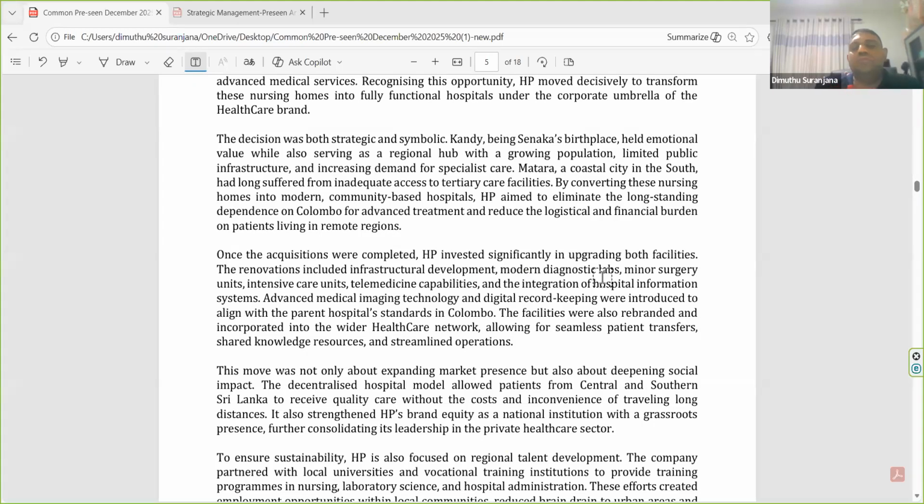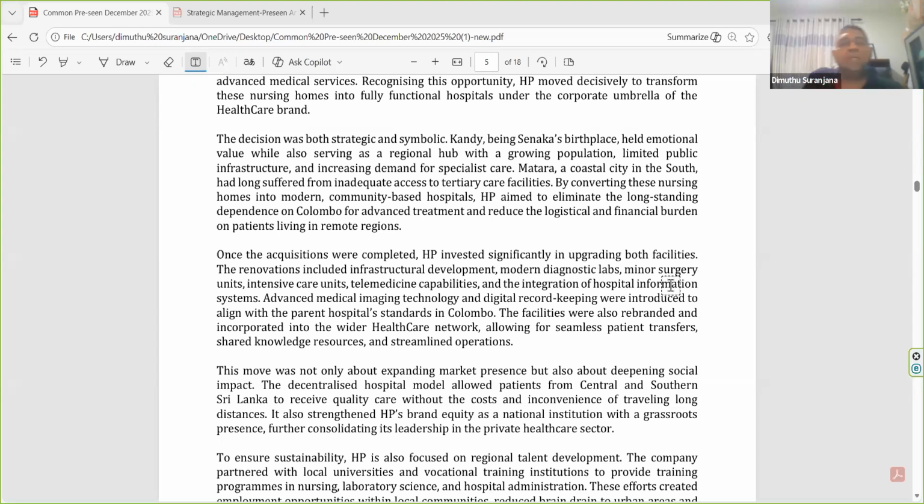Matara, a coastal city in the south, suffered from inadequate access to tertiary care facilities, limited public infrastructure, and increased demand. By converting these nursing homes into modern community-based hospitals, HP aimed to eliminate the long-standing dependence on Colombo for advanced treatment and reduce the logistical and financial burden on patients living in remote regions.